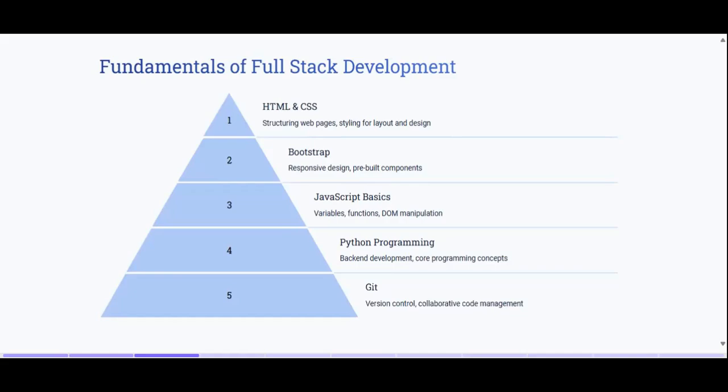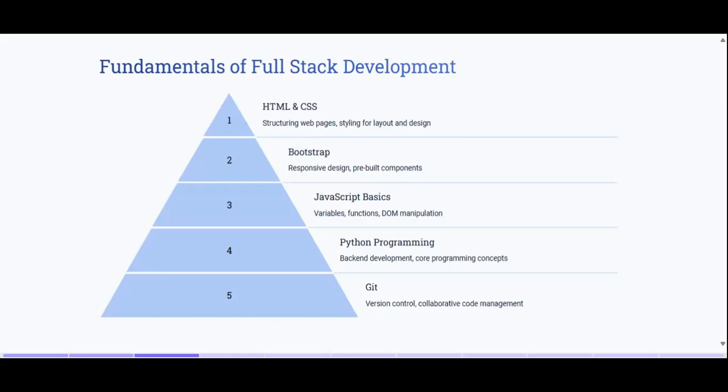Next, we will move to Bootstrap. With its pre built design components, you can make your website look professional and mobile friendly quickly. Imagine creating a portfolio site that looks polished on both desktop and mobile with just a few lines of Bootstrap code. Then JavaScript basics will introduce you to programming fundamentals. JavaScript allows you to add interactivity, like making a button change color when clicked.